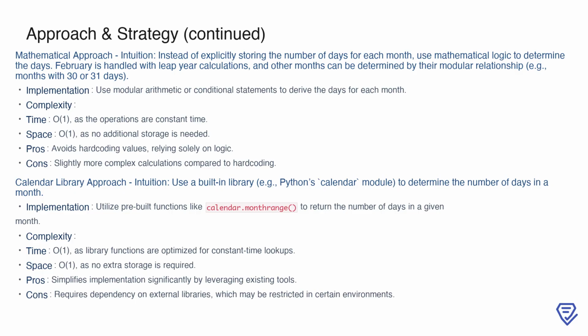Alternatively, we could leverage a calendar library, such as Python's calendar module, to fetch the number of days directly using pre-built functions like calendar.monthRange. This significantly simplifies the implementation, as the library handles all internal logic. However, it introduces a dependency on external libraries, which may not be feasible in restricted environments. Both methods offer different trade-offs in terms of complexity and flexibility.